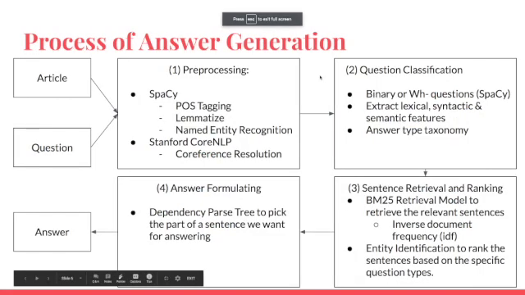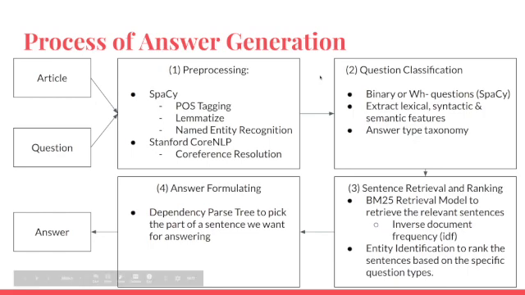This is our answer generation pipeline. We take in an article and a question, and we pre-process both of them using Spacey and Stanford Core NLP to obtain valuable fields such as the co-reference resolution of certain words. We then go into our second phase, which is question classification into binary or WH type questions.